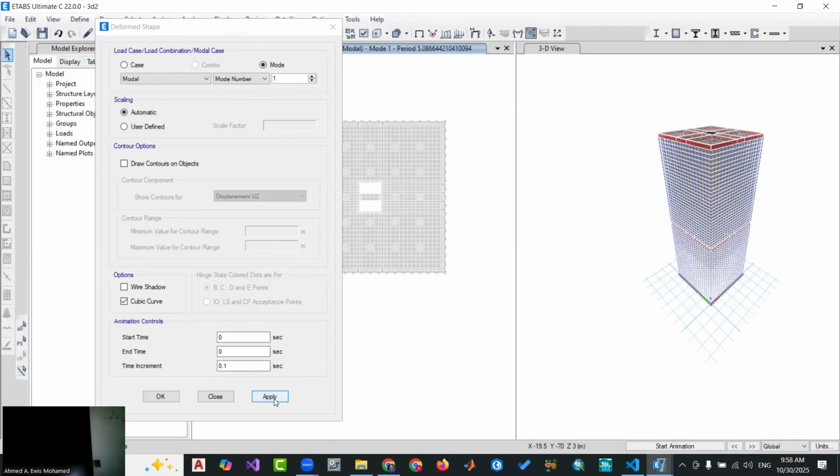Okay, so mode 1 is always the worst? Yeah, we can't say that, because mode 1 may be in one direction and mode 2 in another direction. If mode 1 is in this direction, it will be the worst one. But for example, the fourth mode will be like this. So you can see this. Yeah, we can activate the 3D here and apply.